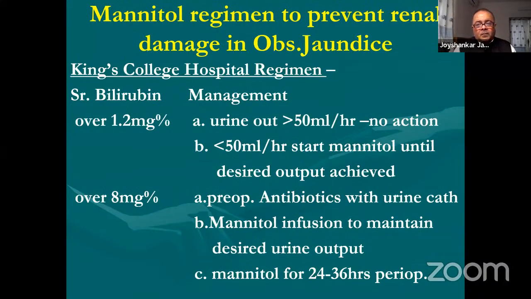So if the bilirubin is around and over 1.2 mg/%, how to manage? If the urine output is maintained over 50 ml per hour, no action. If it is less than 50 ml per hour, start mannitol until the desired urine output is achieved. If the bilirubin is over 8 mg/%, then preoperatively start antibiotics, with the urine catheter, and mannitol infusion to maintain the desired urine output of more than 50 ml per hour. And this mannitol should continue not only during the pre-op period, but intra and post-operative, so the perioperative period.